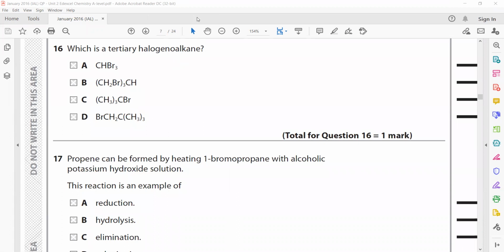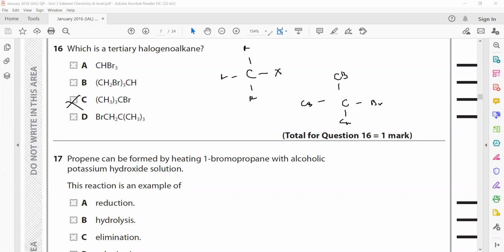Which is a tertiary halogenoalkane? A tertiary halogenoalkane is a compound in which the carbon bonded to the halogen has three alkyl groups attached. So when we draw this, CBr(CH3)(CH3)(CH3), this is a tertiary halogenoalkane.